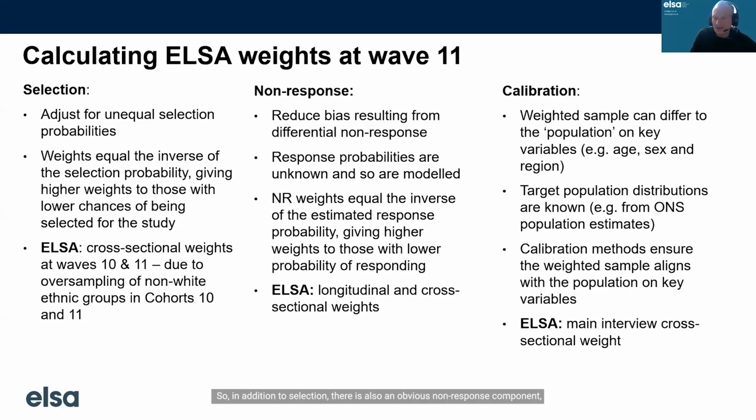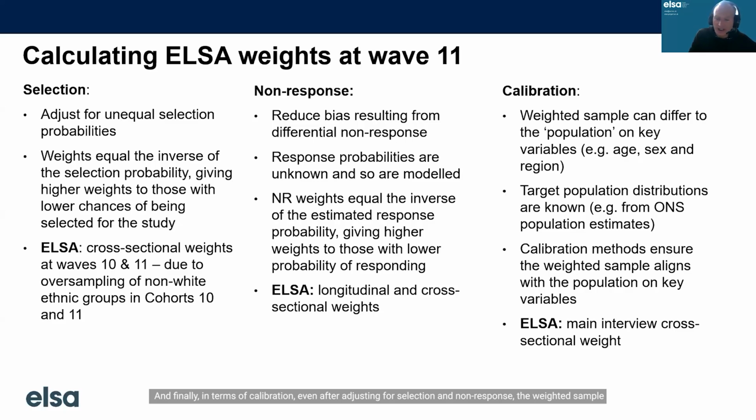So in addition to selection, there is also an obvious non-response component where we aim to reduce the bias resulting from differential non-response. In contrast to selection probabilities, which are known, response probabilities at a particular wave are not known and so are modeled. Non-response weights equal the inverse of the estimated response probability, giving higher weights to those with a lower probability of responding. And obviously the non-response component is used in both the creation of the longitudinal and the cross-sectional weights.